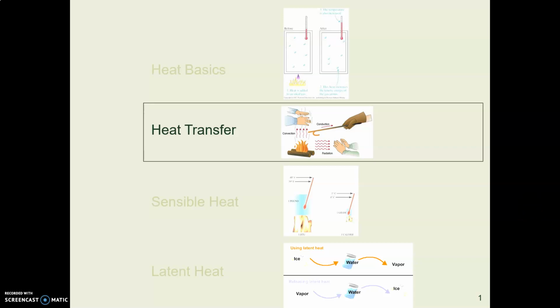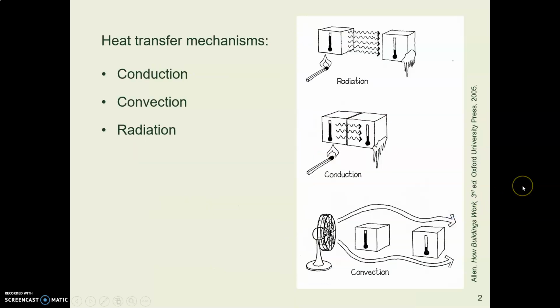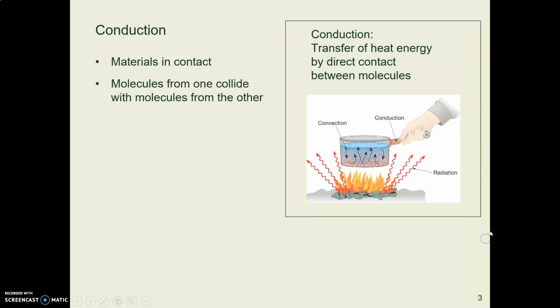When we're designing a building and when we're designing a heating and cooling system, we want to understand the various ways that heat energy can go from hot to cold. And it turns out that there are several different mechanisms and they all can happen in a building at the same time. Conduction, convection, and radiation. They're different, but they're all about transferring heat.